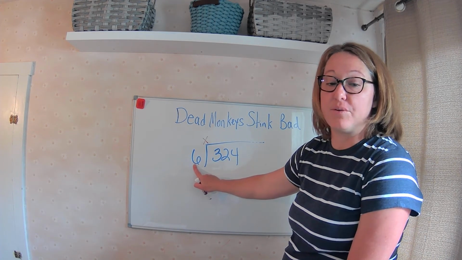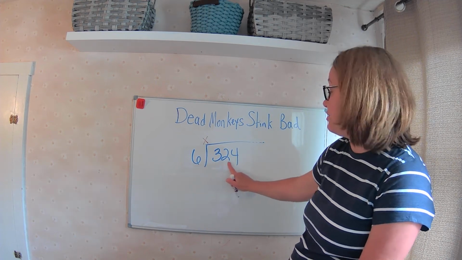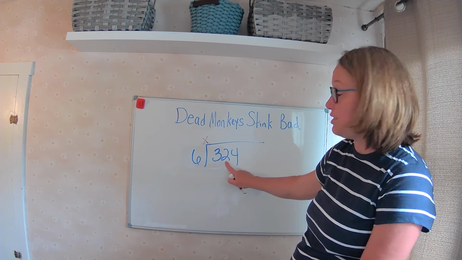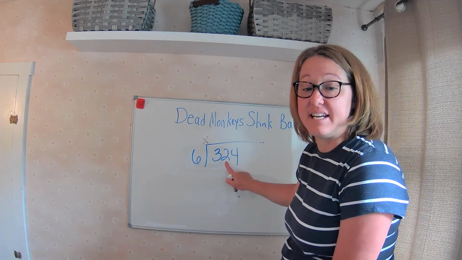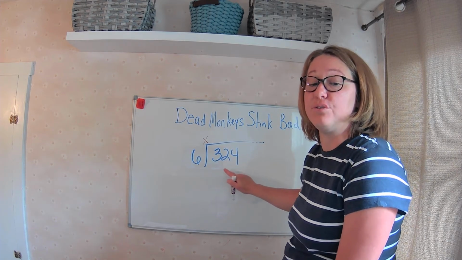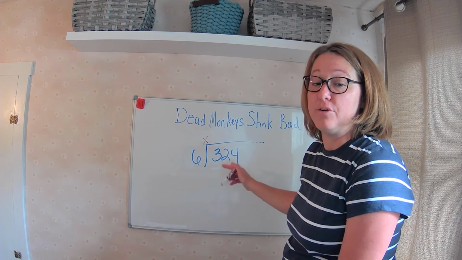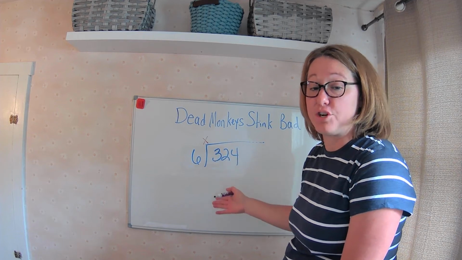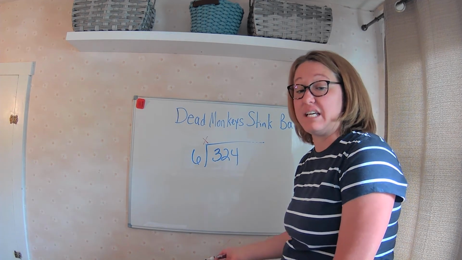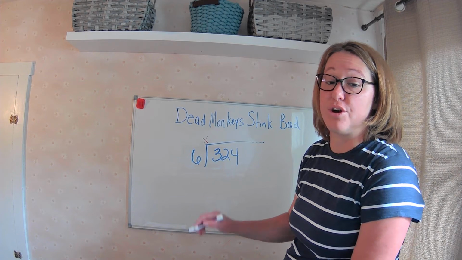Well, 6 doesn't go into 3, so let's look at 32. We have to go to the next 2 digits, so we have 32. How many times can 6 factor into 32 without going over it? Well, if you know 6 times 5 is 30, and 6 times 6 is 36, 36 is too much, so we're going to go to the 5.